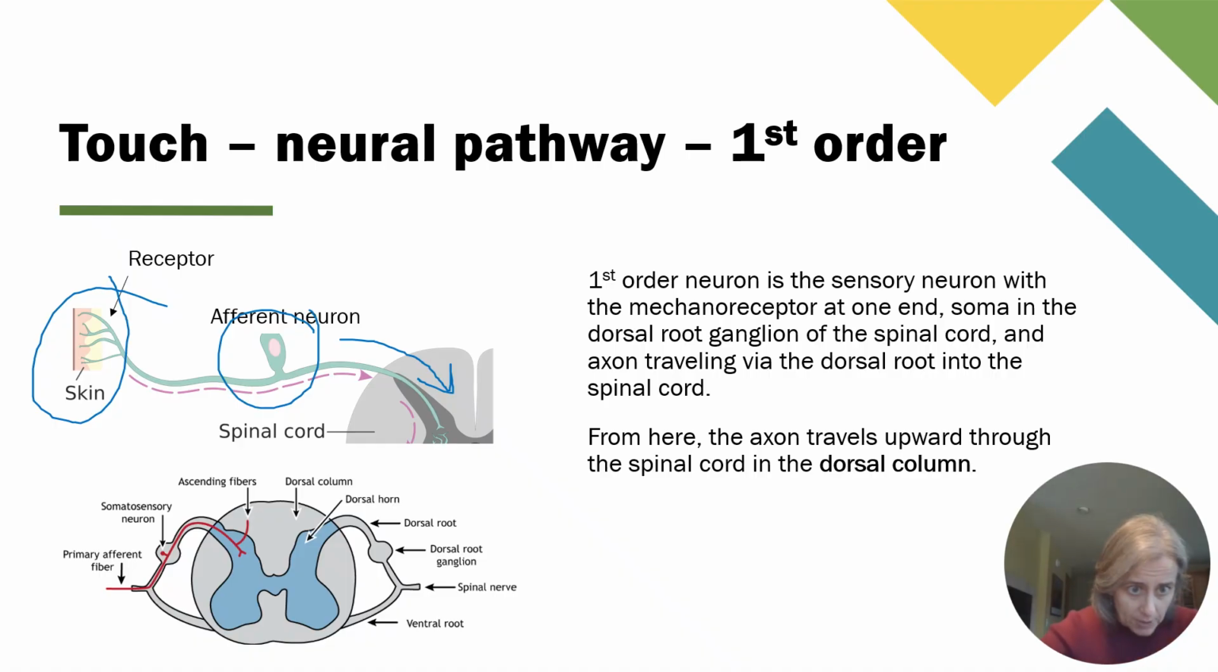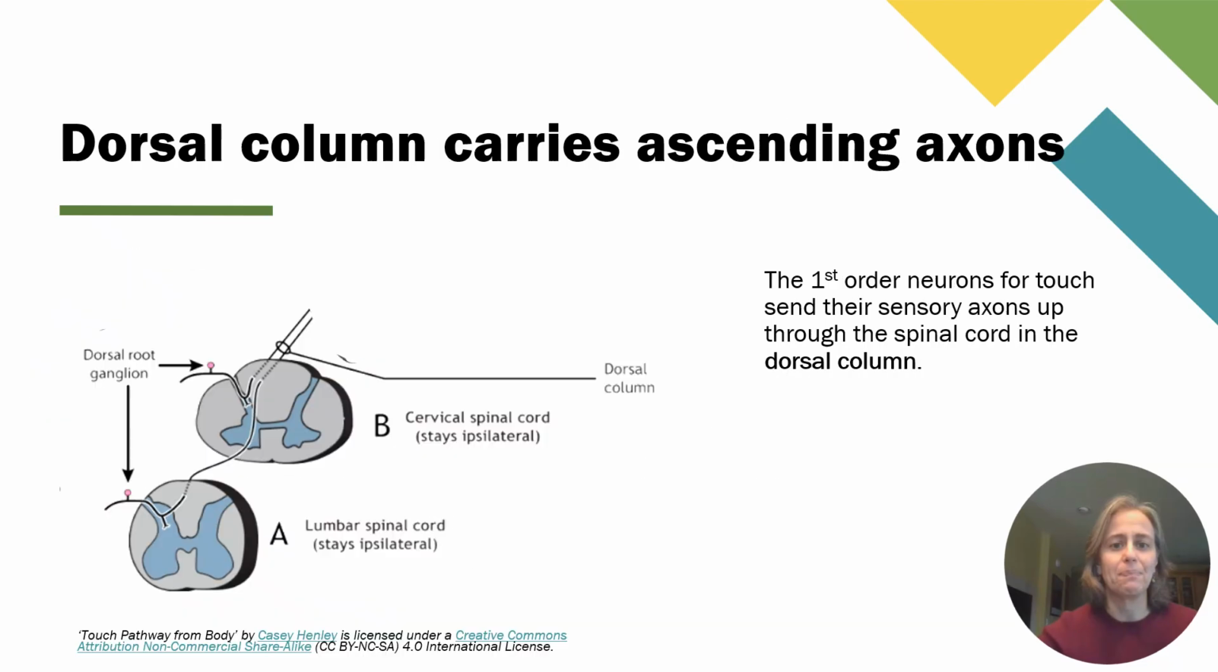Now, you can see in the diagram below, which should look very familiar to you, that when it comes into the spinal cord, it's then going to start to go up, because we're going to go up to the brain. And the part of the spinal cord that it's going to go up in is the dorsal column. So hopefully you remember that from our spinal cord lecture. The dorsal column is this area of white matter here, and it's white because it's myelinated axons. These are the axons that are traveling up through the dorsal column.